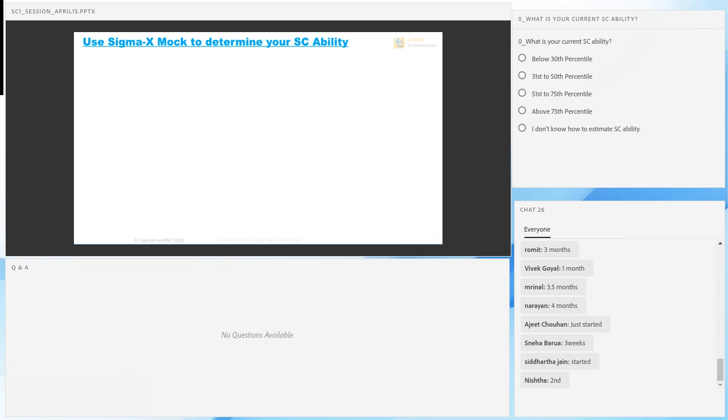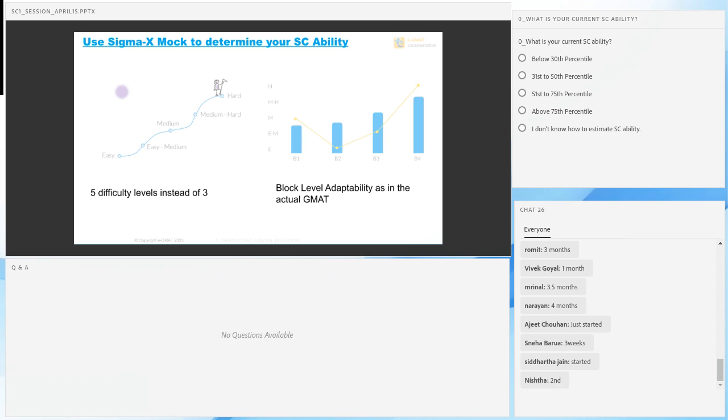You need to use Sigma X Mock in order to get a very reliable estimate of your SC ability. Why does it give you a very reliable estimate? Because of multiple factors. First, instead of the typical three difficulty levels in adaptive mocks, Sigma X Mock has five difficulty levels. Second, instead of being question dependent, just reacting to how you performed in the previous question, the way the majority of mocks in the industry work, Sigma X Mock works on block level adaptability.